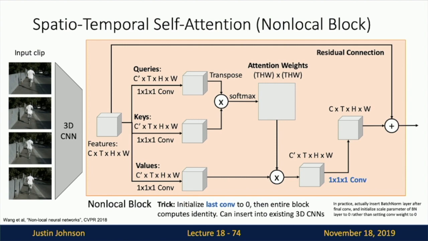And then we can take a non-local block that is computing identity and insert it into an existing pre-trained 3D CNN model, and then continue fine-tuning with this additional inserted non-local block. So that's a trick that people will use.